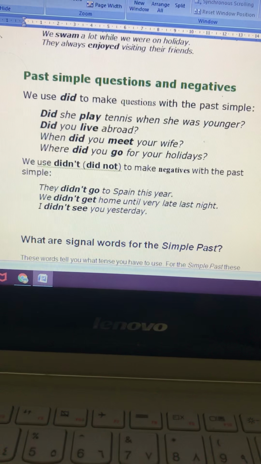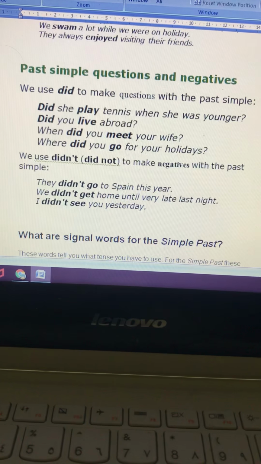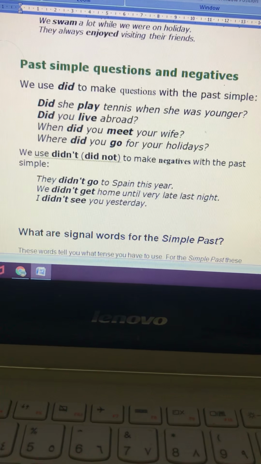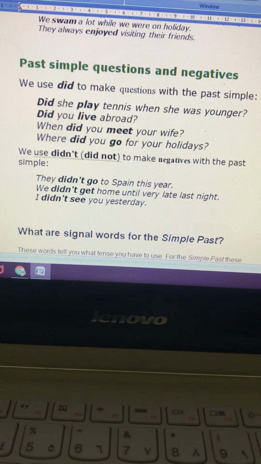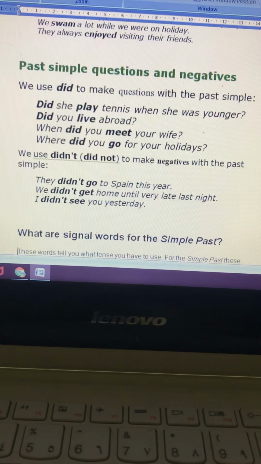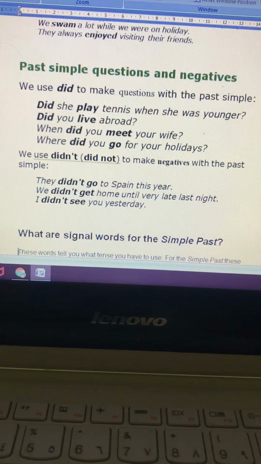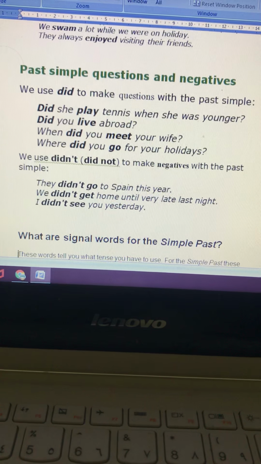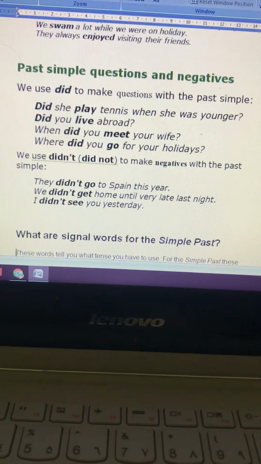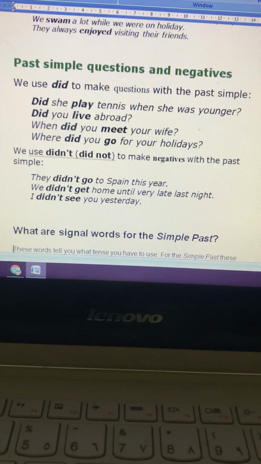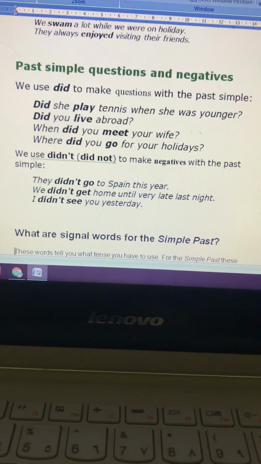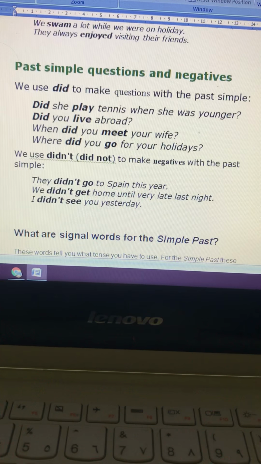For example, they didn't go to Spain this year. We didn't get home until very late last night. I didn't see you yesterday. Again, you need to be careful with the fact that with didn't, the verb must be in its base form. You can't say they didn't went to Spain this year. You have to say they didn't go to Spain this year.